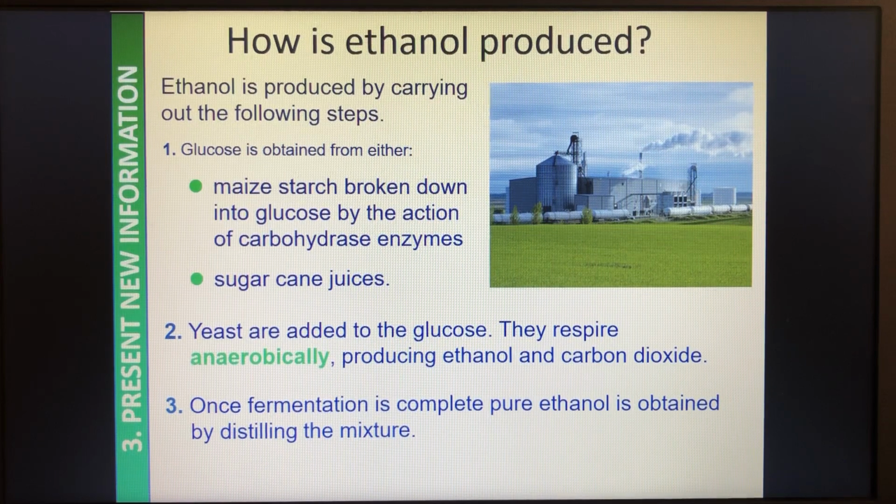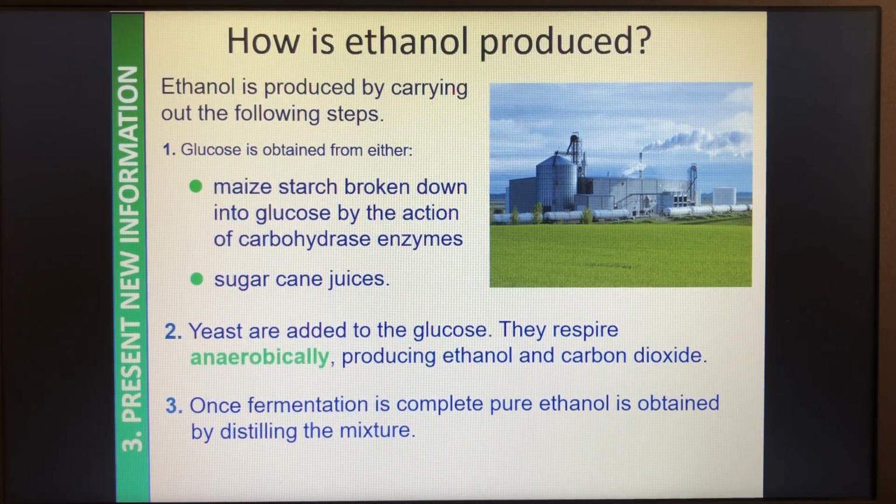And we said that it is this useful production of ethanol, which can be used for alcoholic drinks, but it can also be used as a biofuel, a renewable resource of energy. So that's why we're talking about it. Once they've undergone the fermentation process, they then distill to make the ethanol as pure as possible.